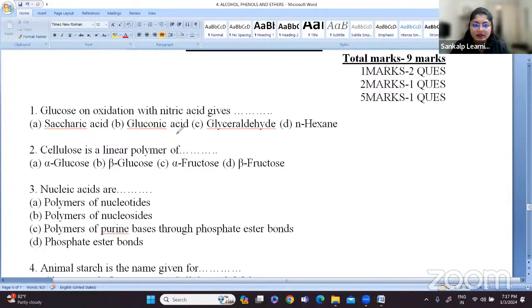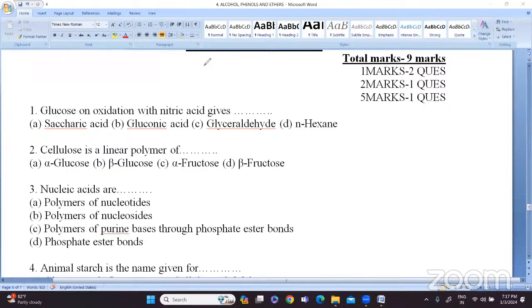Cellulose is a linear polymer of: A, alpha glucose, B, beta glucose, C, alpha fructose, and D, beta fructose. Swati and Vedvati have answered it as B. Yes, students, what is the answer? Cellulose is a linear polymer of alpha glucose, beta glucose, alpha fructose, or beta fructose?